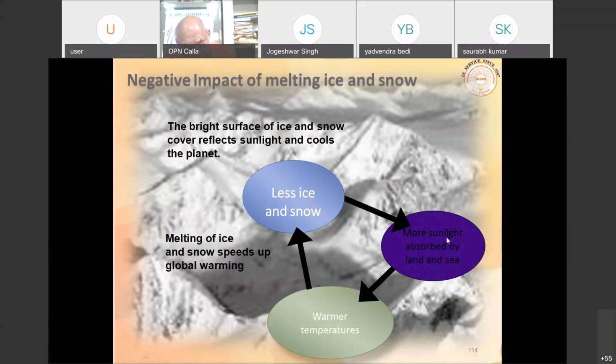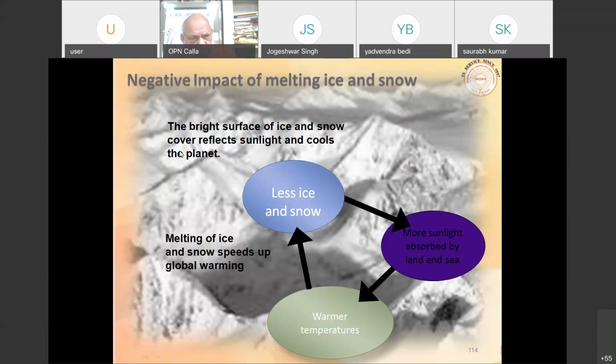I start from here again: more sunlight absorbed by land and sea, so warmer temperatures. Because of warmer temperatures, less ice and snow. And less ice and snow is because of more sunlight absorbed in this way. So this is a total cycle. And melting of ice and snow speeds up global warming. That is what is happening here.